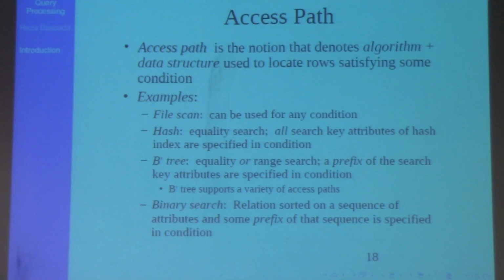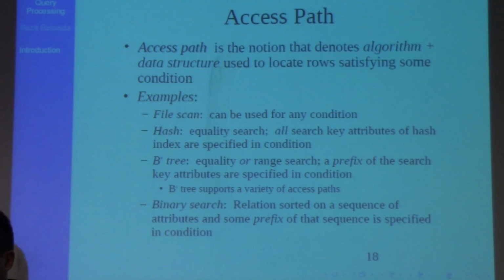Yes. So here again, we use the same notation. The notion of the access path denotes the algorithm and data structure together to locate rows satisfying the conditions. Okay. How many access paths did we learn? We learned first file scan. What was the file scan? In order to find the specific row with a certain condition, you needed to go row by row from the beginning of the file to the end to find that row.